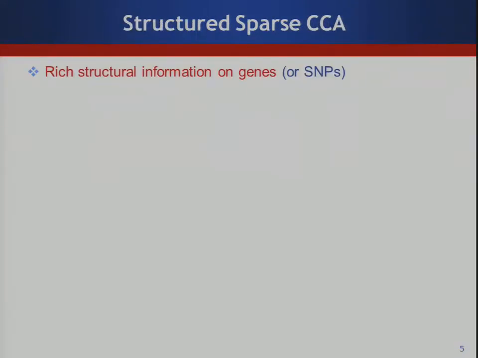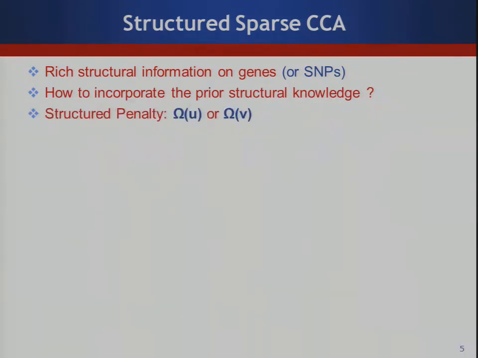However, the main problem is that if you only use the simple L1 norm, it's very difficult to capture the rich structure information among genes or SNPs. As we know, for example, genes and SNPs carry structure information and very strong biological semantics. So it's very important to incorporate this prior structure knowledge. So how do we incorporate that?